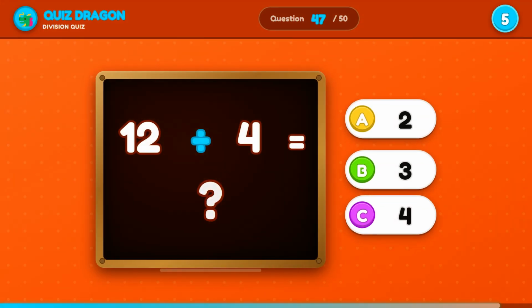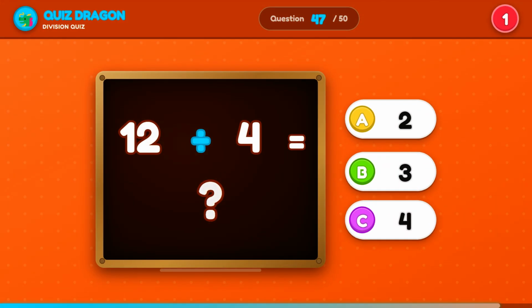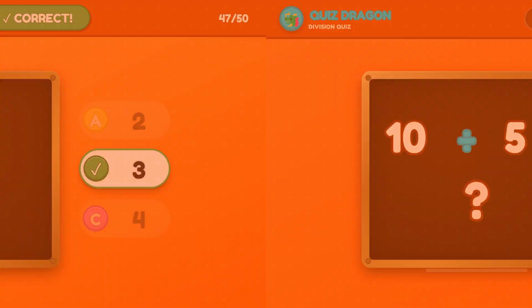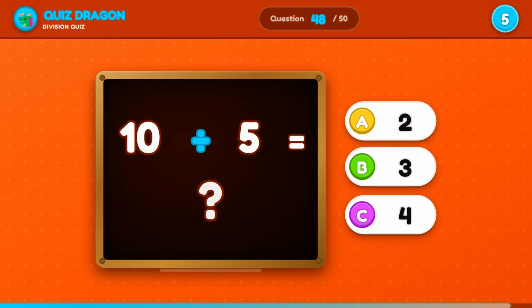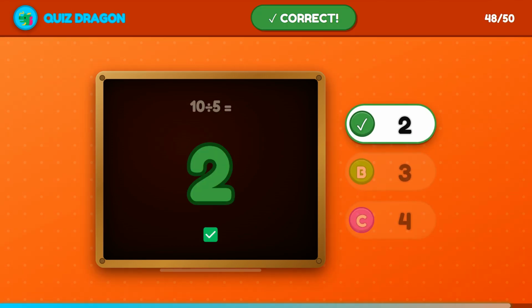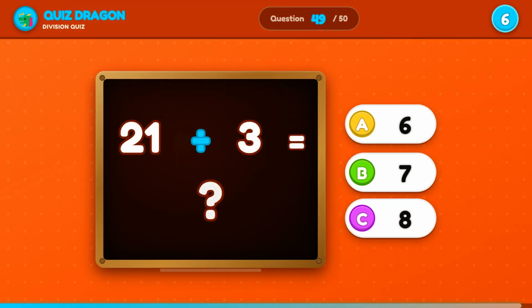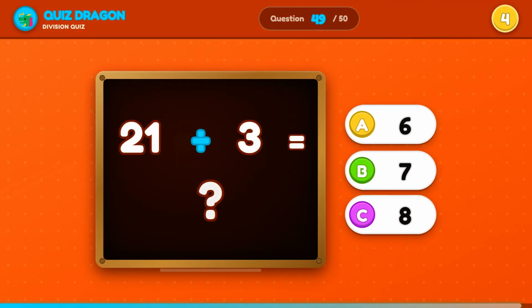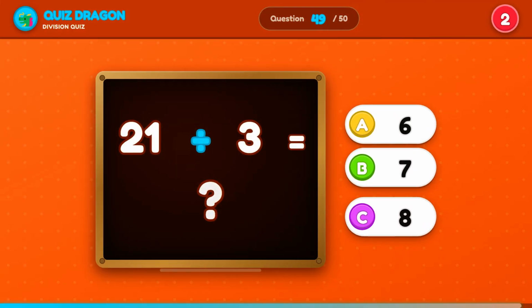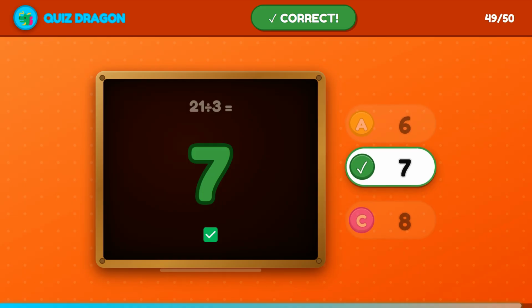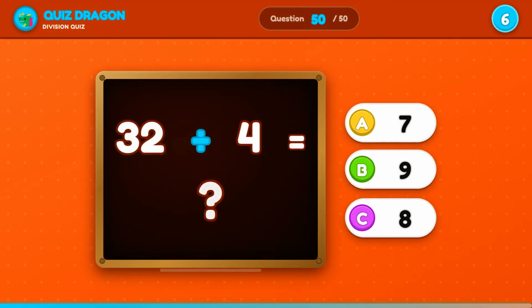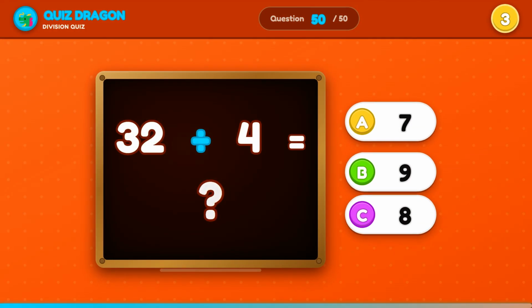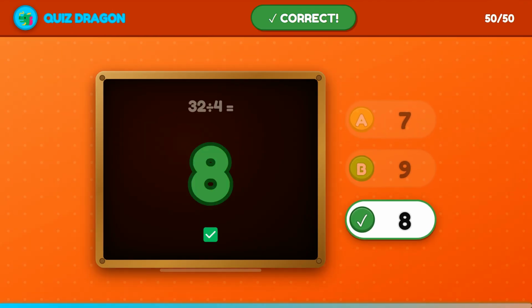Question 47. What is 12 divided by 4? The correct answer is B, 3. Question 48. What is 10 divided by 5? The correct answer is A, 2. Question 49. What is 21 divided by 3? The correct answer is B, 7. Question 50. What is 32 divided by 4? The correct answer is C, 8.